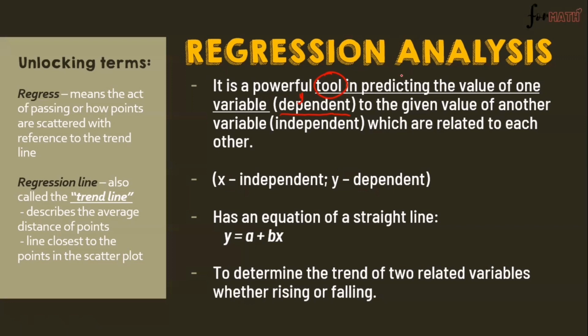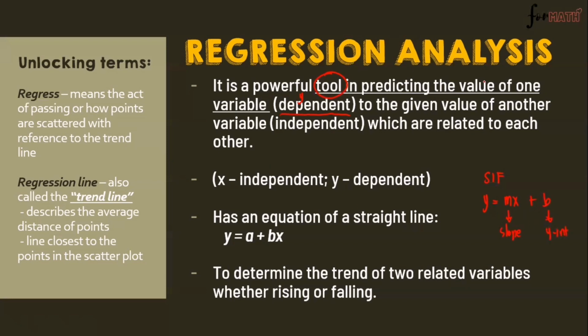Okay, so para makapag-create tayo ng regression analysis, meron po tayong statistical model na ginagawa, which is in the form of equation of a straight line. So, we still remember the slope-intercept form. Yan yung y equals to mx plus b. Wherein yung m po natin is the slope, and then yung b natin yung y-intercept.